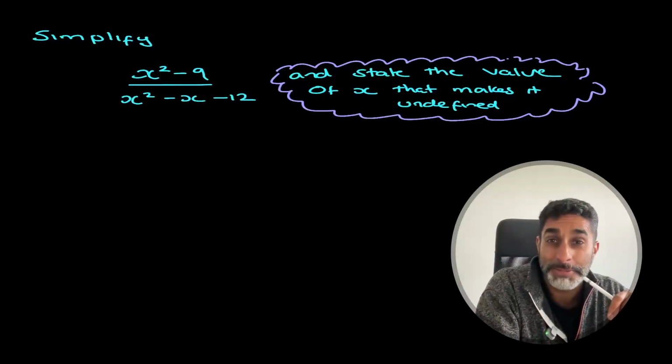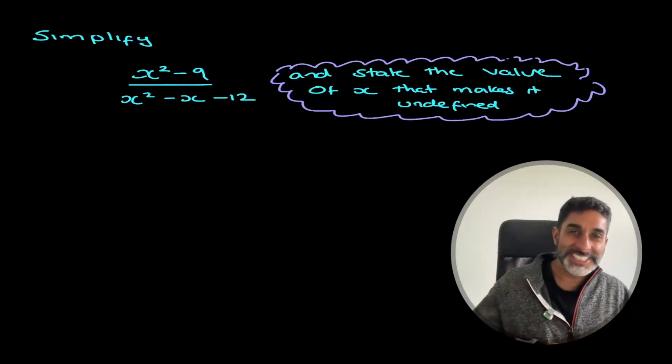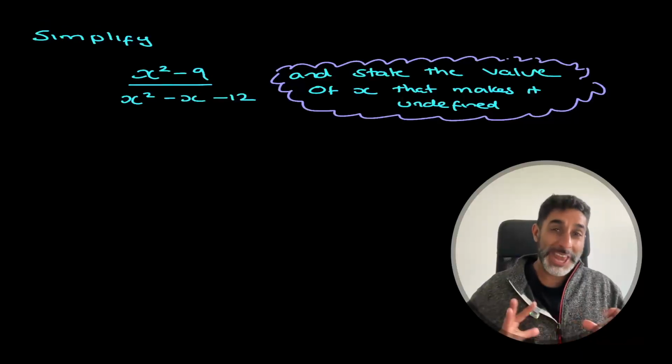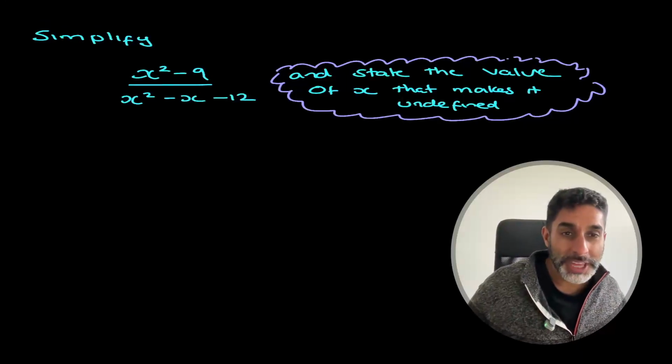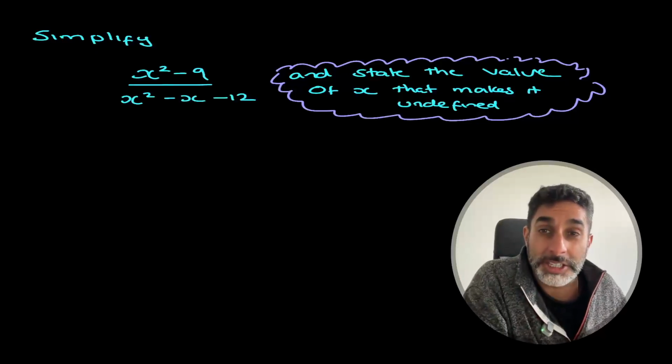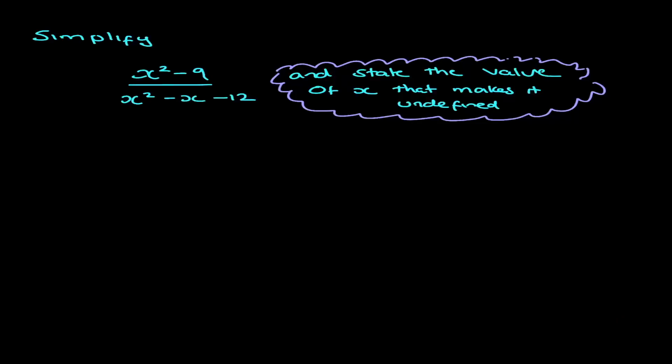So we're asked to simplify this fraction and state the values of x which make it undefined. So I love these type of questions. It looks like it doesn't simplify and then everything cancels. So let's do this. We have x squared take 9 on the numerator, and then on the denominator x squared minus x minus 12.